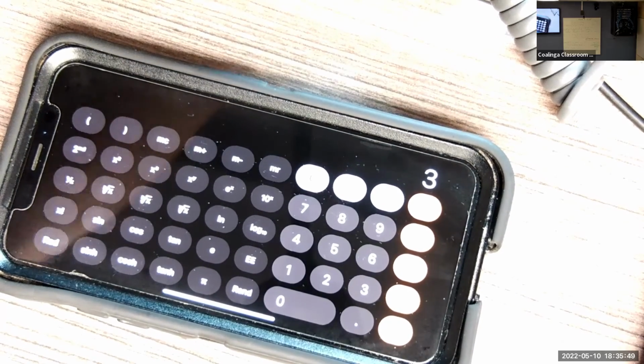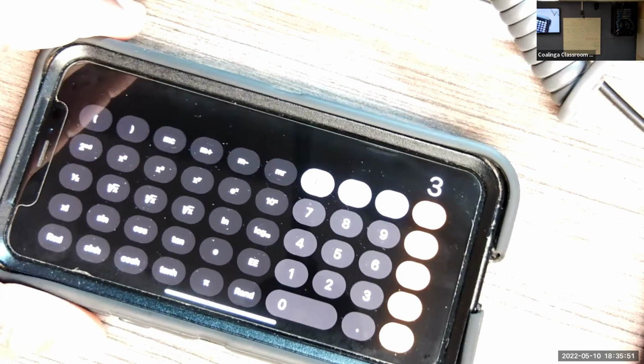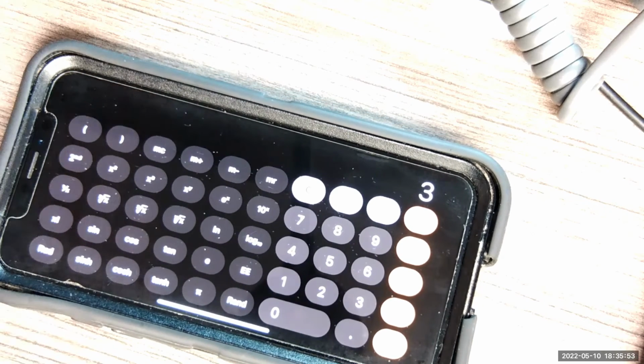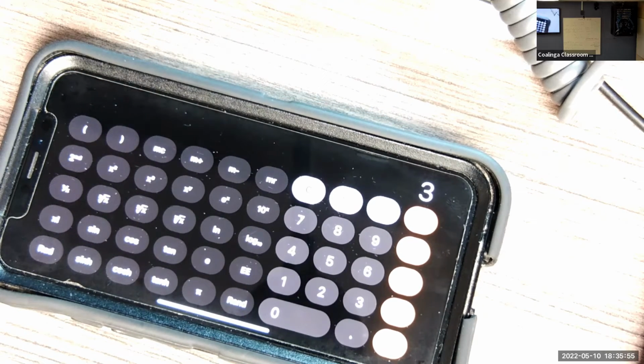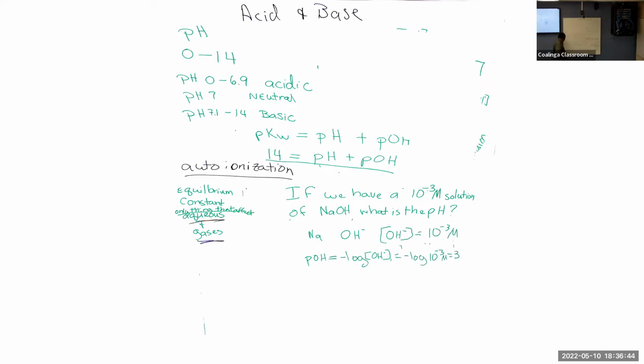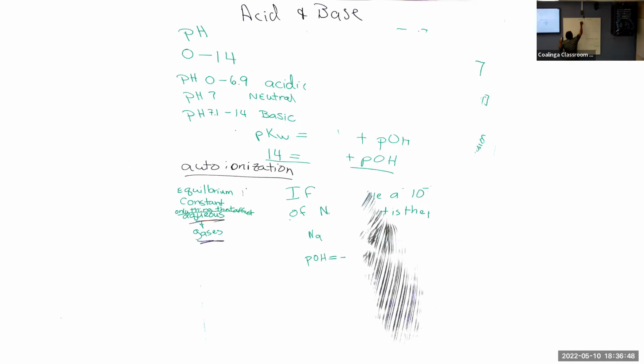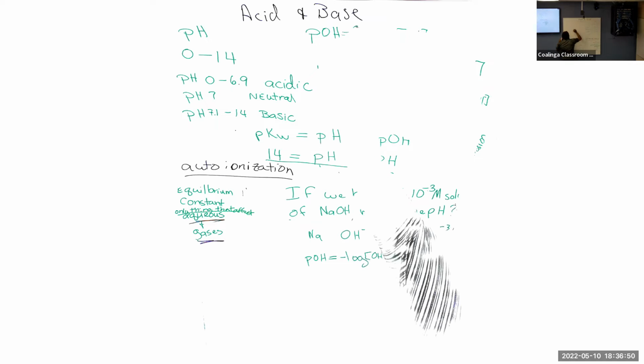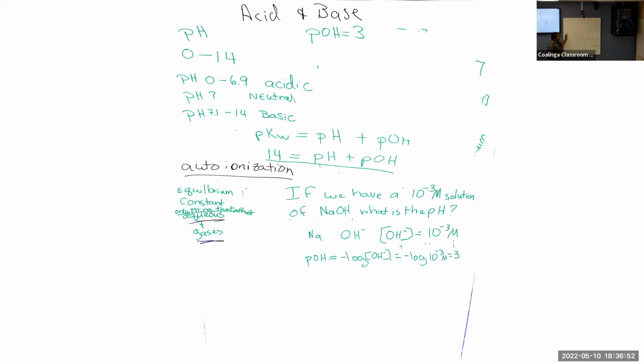So does that help with how to use log? Okay, so we have the pH and the pOH. pOH is equal to 3, right? So if the pOH is equal to 3, then what must be the pH?